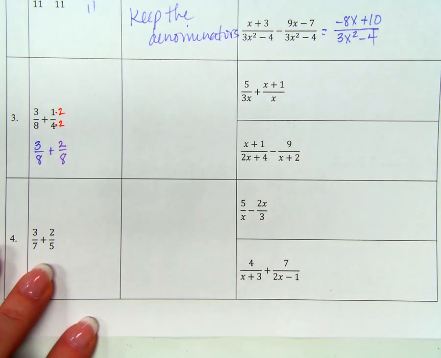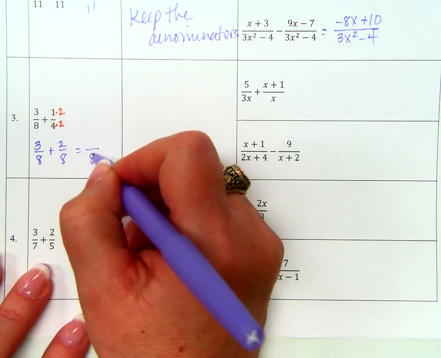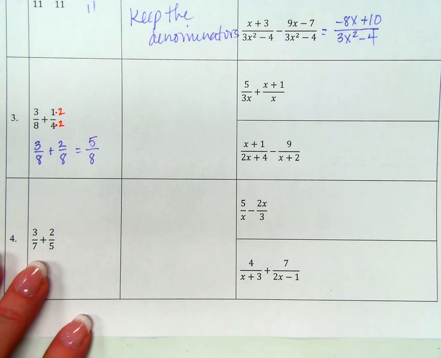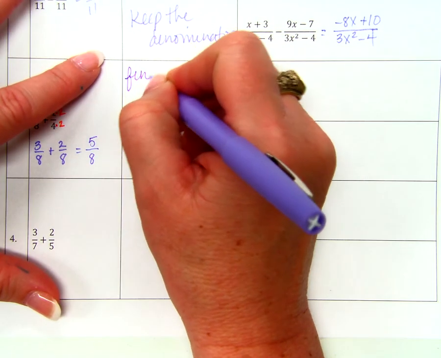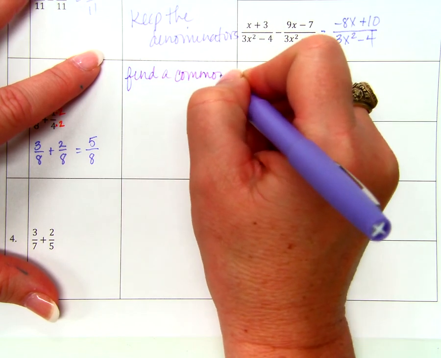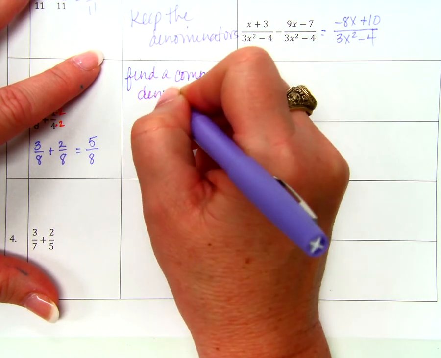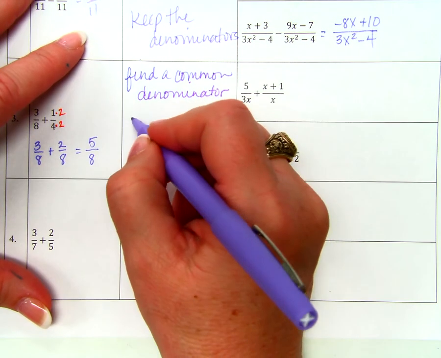And then we just follow the same rules that we've talked about already for examples 1 and 2. We keep our denominator and we add or subtract our numerators. Yes? So we need to find a common denominator, and then add or subtract.